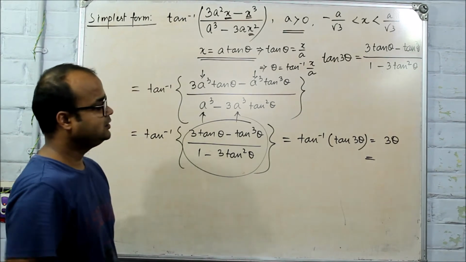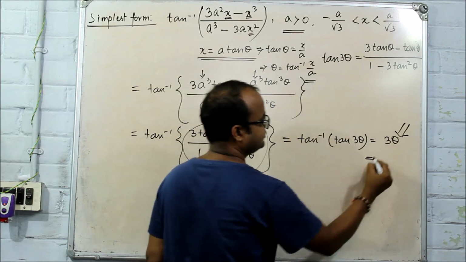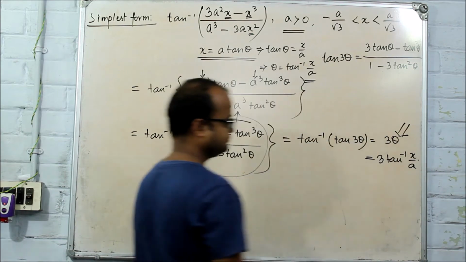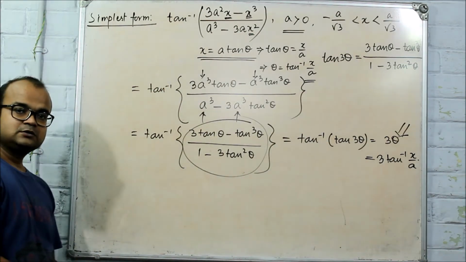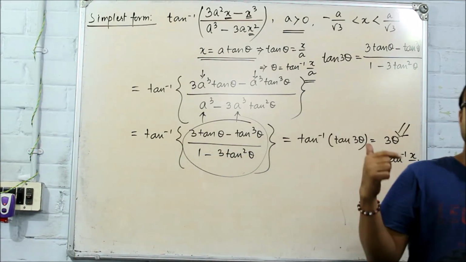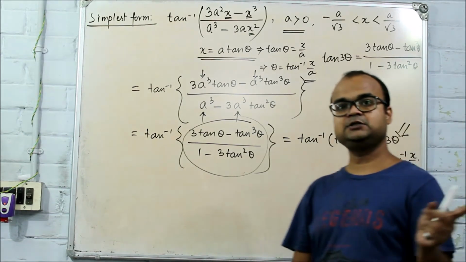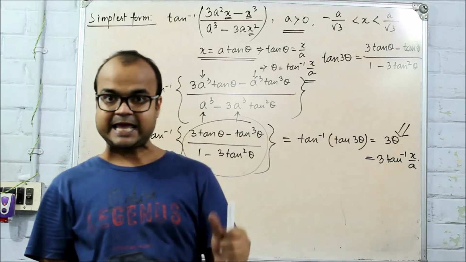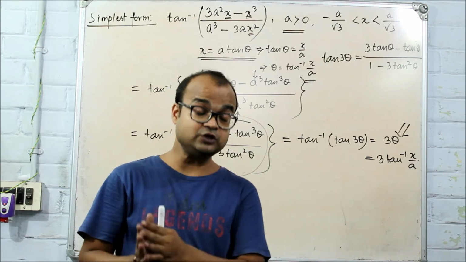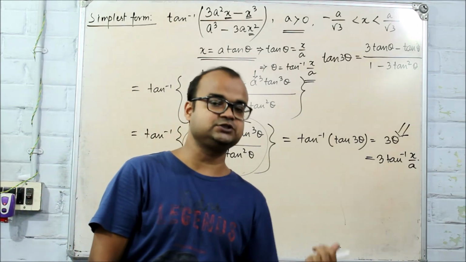Now replace theta by tan inverse of x by a. So we will get 3 tan inverse of x by a. Clear? So again, before you practice or try to solve some problem, better recall and recap all those formulas from class 11 trigonometry, so that you will not find any difficulty while solving problems based on inverse trigonometric functions.